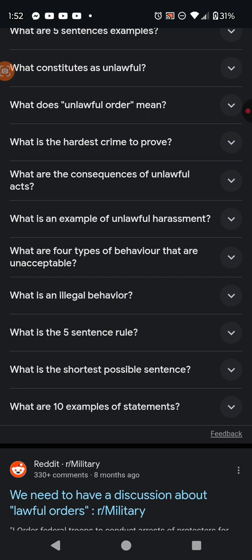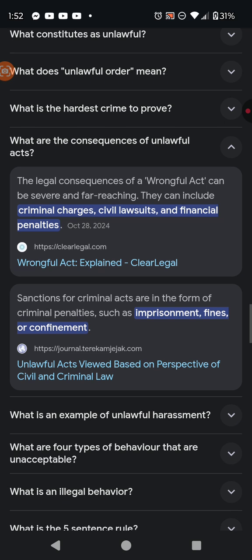What are the consequences of unlawful acts? The legal consequences of a wrongful act can be severe and far-reaching. They can include criminal charges, civil suits, and financial penalties. Sanctions for criminal acts are in the form of criminal penalties such as imprisonment, fines, and confinement.